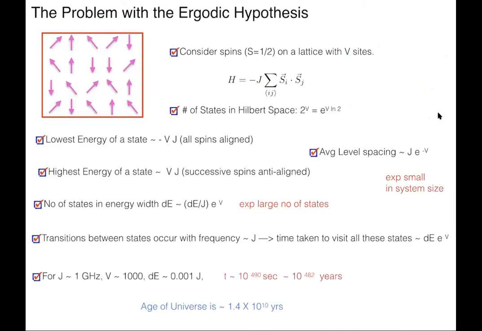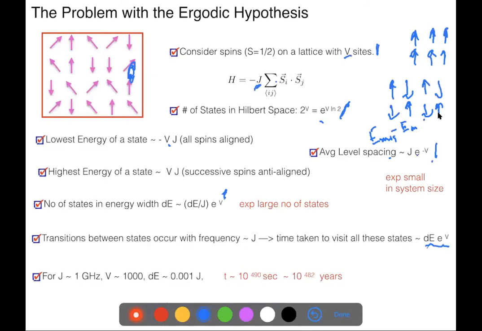So what does that mean? Let's try to calculate this number. A typical exchange scale in a system would be about, let's take it to be, a gigahertz. Let's take V equal to 1000. Actually, we should take about 10 to the power 23, but let's take V equal to 1000. Let's take dE to be 0.001 J, which is in this case J divided by the number of sites. Okay, and you will see that t will be about 10 to the power 482 years.